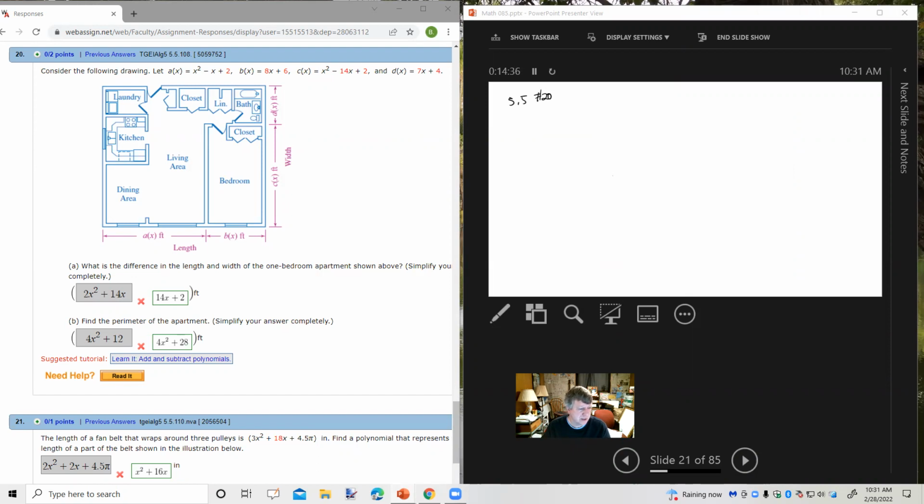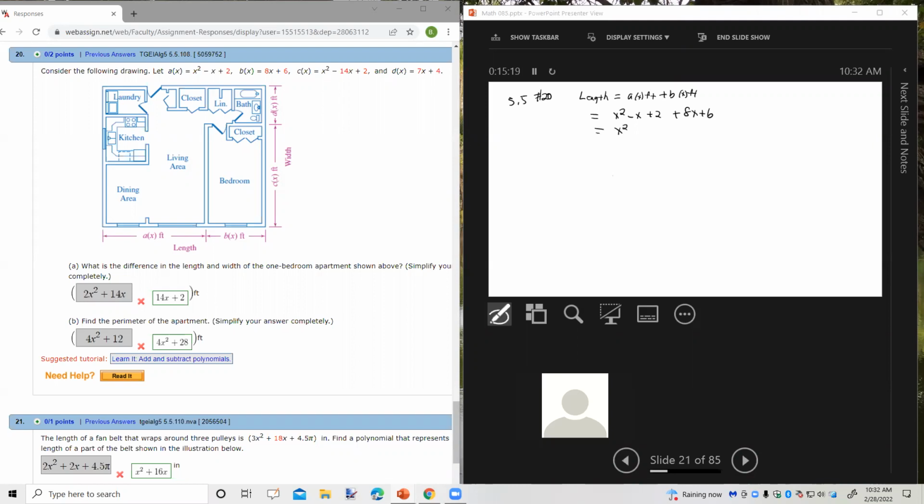As we see in WebAssign on the left side of the screen, consider the following drawing. It has a bunch of information. Part A says: what is the difference in the length and width of the one-bedroom apartment shown below? Simplify your answer completely. All right, so the length equals a of x feet plus b of x feet. And we're told that a of x is x squared minus x plus 2, and b of x is 8x plus 6. So if we add those together, we get x squared plus 7x plus 8. So that's the length.